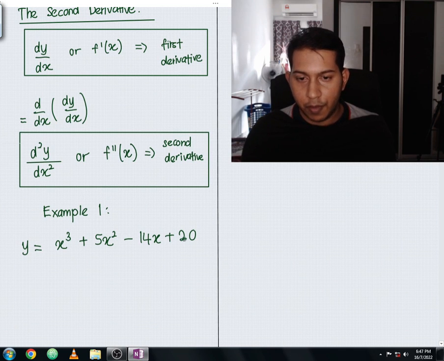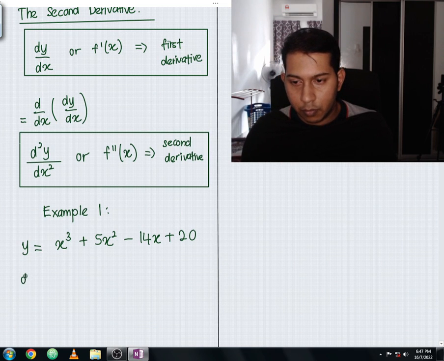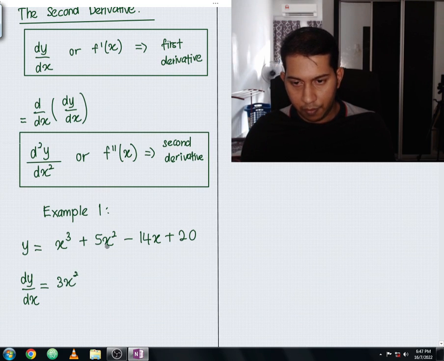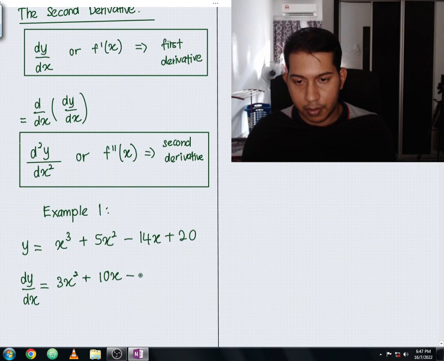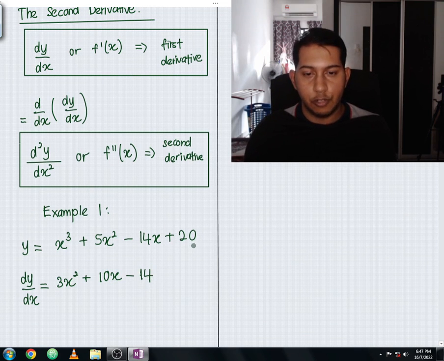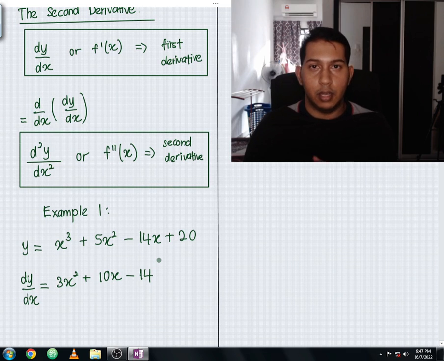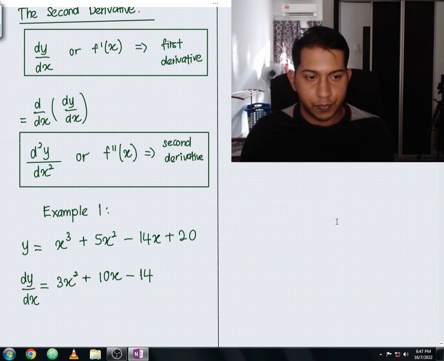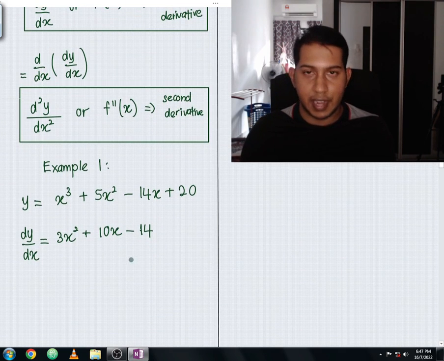When we perform the differentiation one time, dy over dx, we are going to get, from x cube, 3x square. From 5x square, you get 10x. From minus 14x, you will get minus 14. Since the 20 is a constant, it is counted as 0 and will be removed. So this is the first derivative.